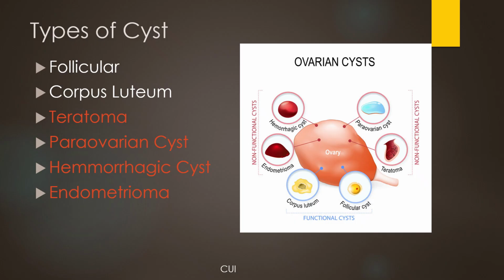Corpus luteum cysts form after ovulation. Normally, the follicle transforms into a corpus luteum that produces progesterone, and it seals and accumulates blood or fluid, and a cyst can develop. Corpus luteum cysts sometimes rupture and cause sharp pelvic pain, but they generally resolve on their own. Both follicular and corpus luteum cysts are considered functional cysts because they result from, like I said, normal activity.